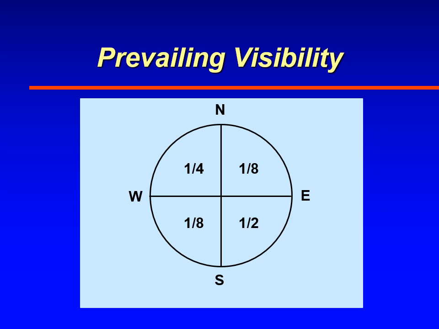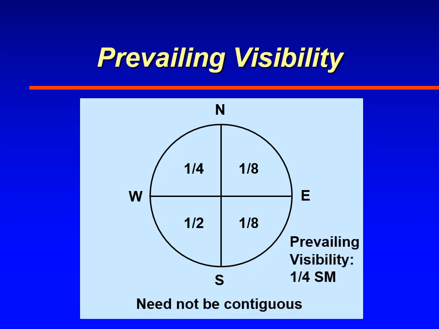So you always start out with the greatest visibility. In this case, the greatest visibility would be 1/2 of a mile. You can see that to the southeast, but that's only 90 degrees of the horizon. So you have to go to the next greatest, which would be 1/4. Now 1/4 is to the northwest. It's not right next to 1/2, but according to the definition of prevailing visibility, it's the greatest visibility that can be seen through half of the horizon circle, and that need not be continuous or contiguous. In other words, next to each other. So in this case, the prevailing visibility would be 1/4 of a statute mile.